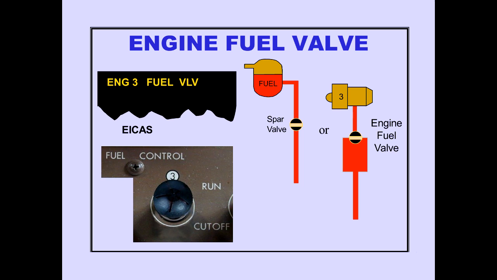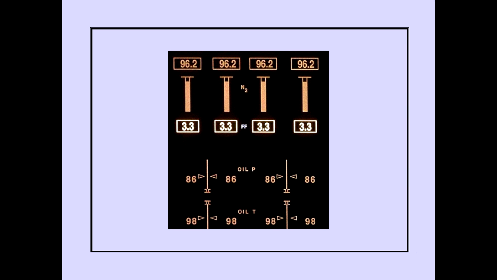The ICAS advisory message engine fuel valve is displayed when the position of the fuel control switch and the position of the spar valve or the engine fuel valve disagree. The fuel flow to each engine is displayed on ICAS as a digital indicator.